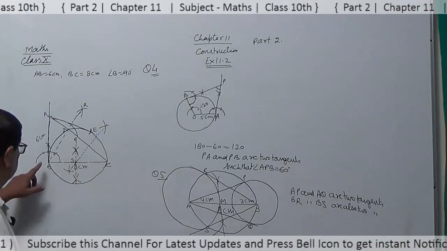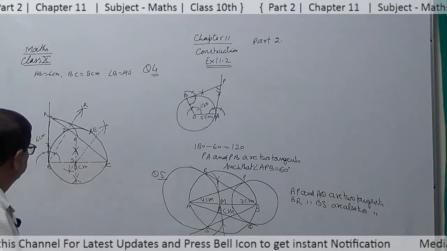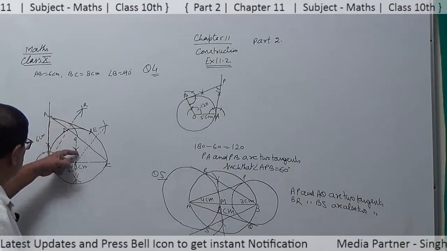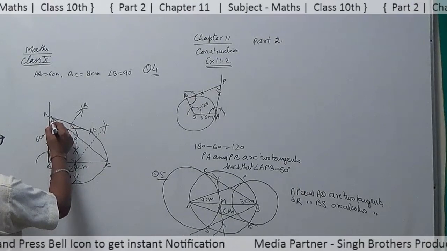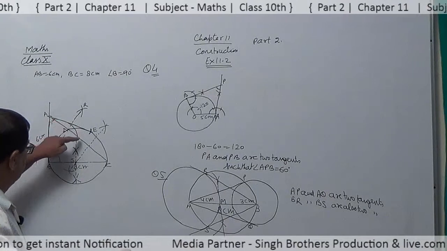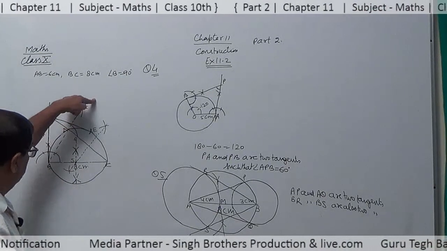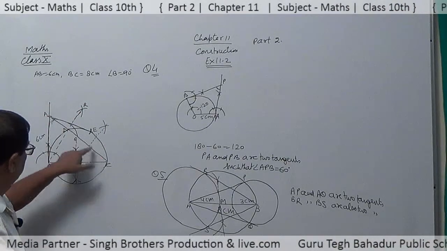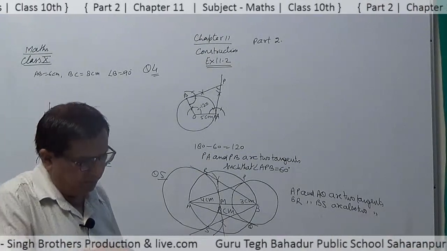Second part, draw the perpendicular on AC. How will you draw it? From point B, we will put this arc. This arc intersects at points P and Q. From point P, we will draw any arc, and also from Q, draw another arc which intersects at R. Join BR, it intersects AC at D. So, BD is perpendicular to AC.